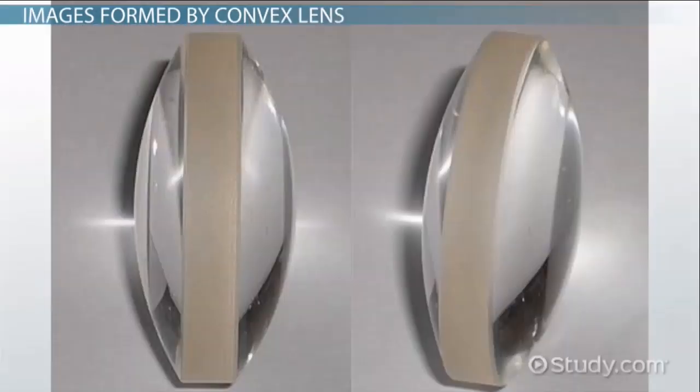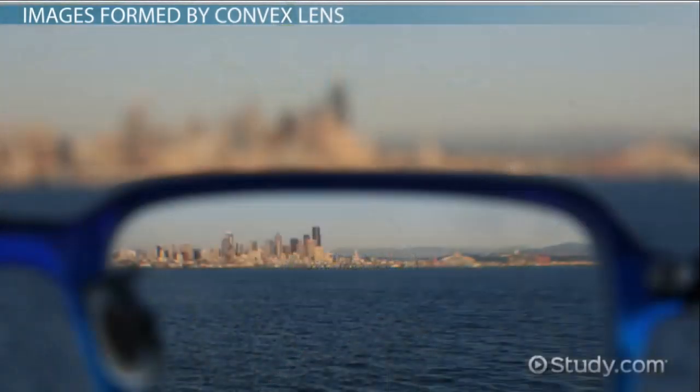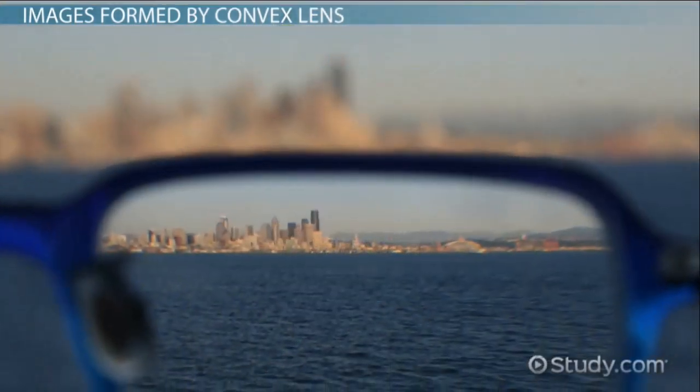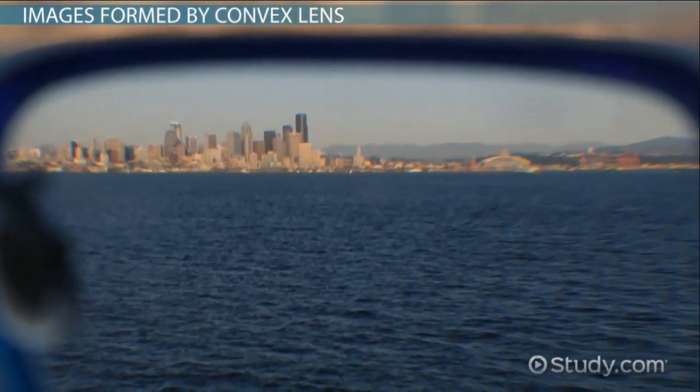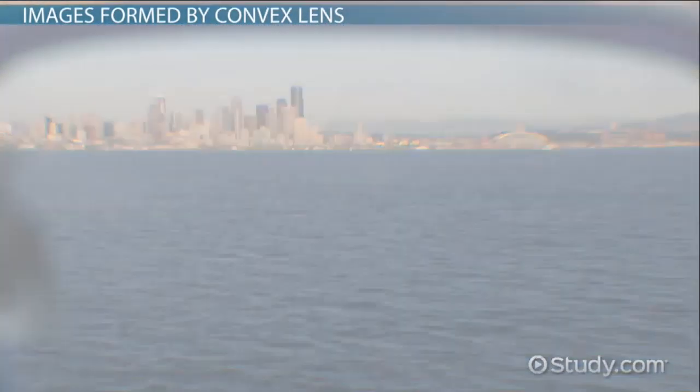Convex lenses can also form virtual images, the kind you have to look into the lens to see. Many people use eyeglasses to see clearly, and these often have convex lenses. If you're wearing glasses with convex lenses, you are always looking into the lens, so everything you see is actually a virtual image created by your lenses.